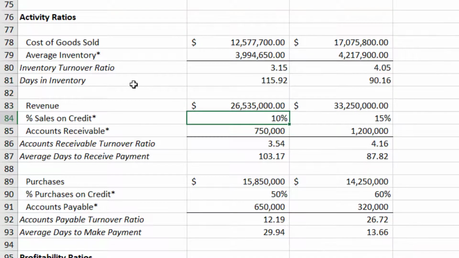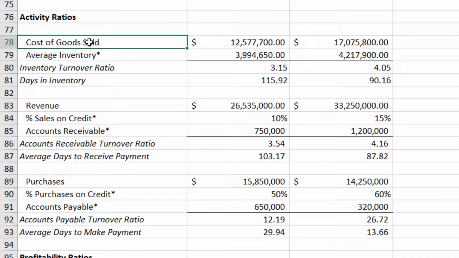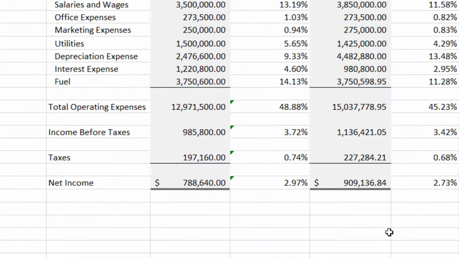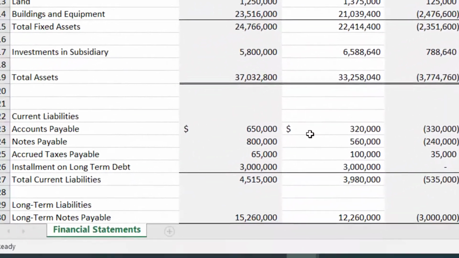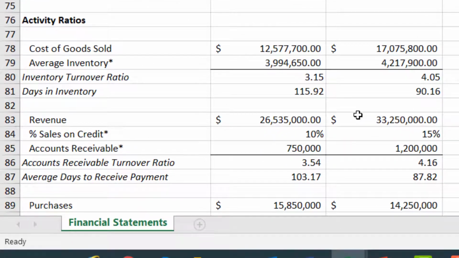So the first activity ratio we're going to look at is the inventory turnover ratio. And this is done by taking the cost of goods sold and dividing it by the average inventory. Now you get the average inventory way over here off of our income statement. We have an inventory in January 1. We have an inventory on December 31. You just average those two numbers together. And of course, you just do it in the spreadsheet, right? You've got the spreadsheet, so the spreadsheet does the math. Doesn't really matter what the numbers are. If you just enter the formula, you'll have it.